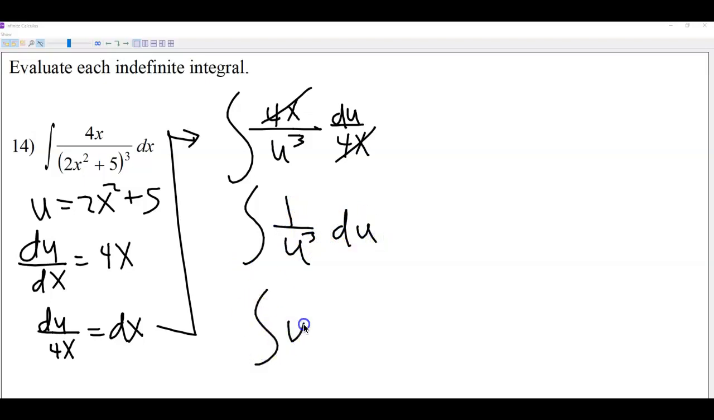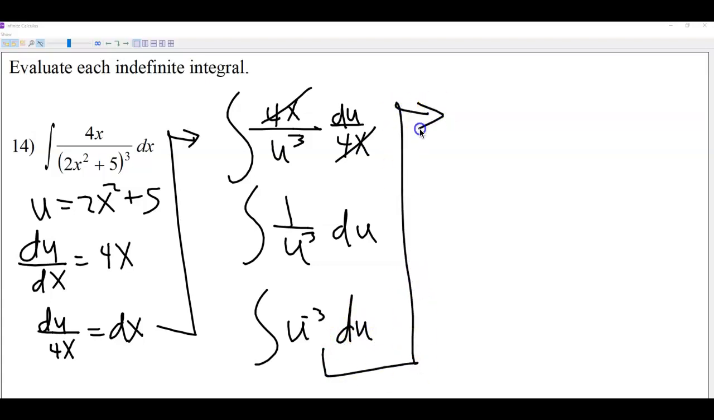Next, we're going to move that u up to the numerator. So it's u to the -3. Now we're ready to integrate, so I'm going to add 1 to that power, getting -2. And then I'm going to divide by that value. Don't forget your plus c.